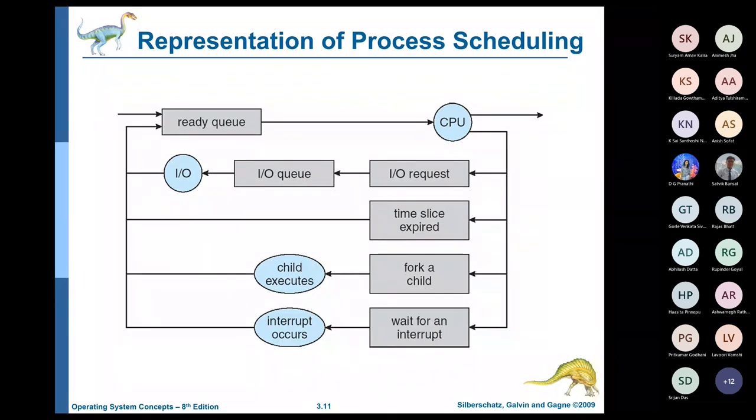Time slice expired, we have already discussed. Time slice expired is not a fault of the process. There was no IO operation, still it is forced to be evicted, so it goes and keeps standing at the back of the ready queue.